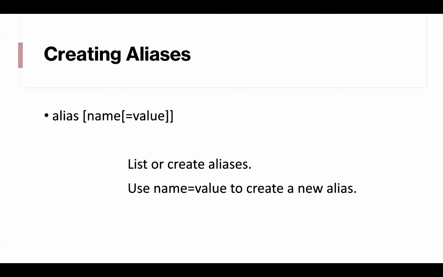If you run alias without any additional information on the command line, it displays the list of current aliases that are set. If you want to create an alias, use alias space alias name equals and the value for that alias.